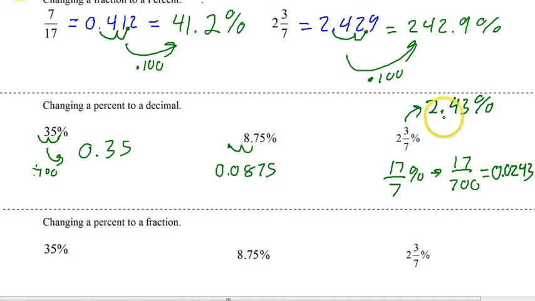In order to change a percent to a decimal, you have to go over 2. Remember, we want to get rid of the percent. And that gives us the same exact answer.